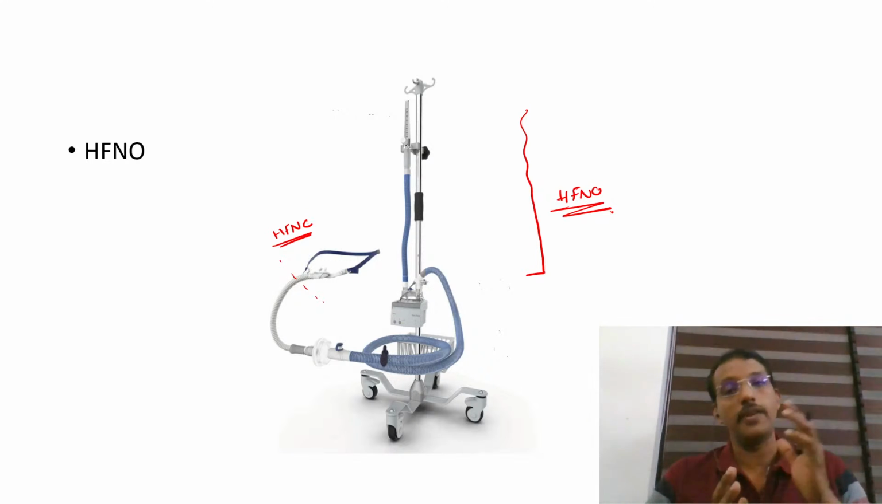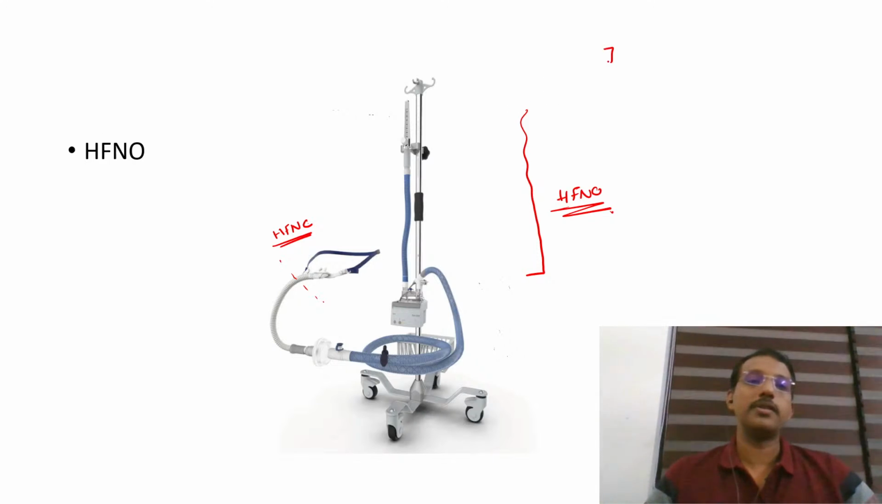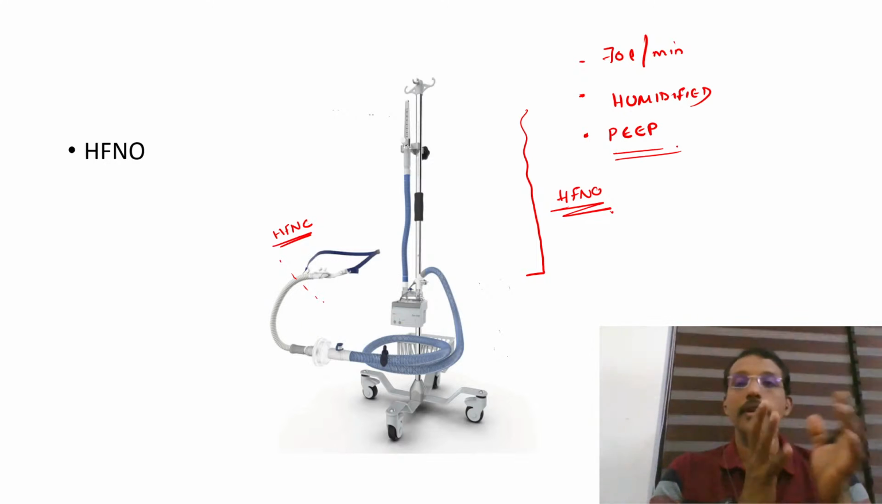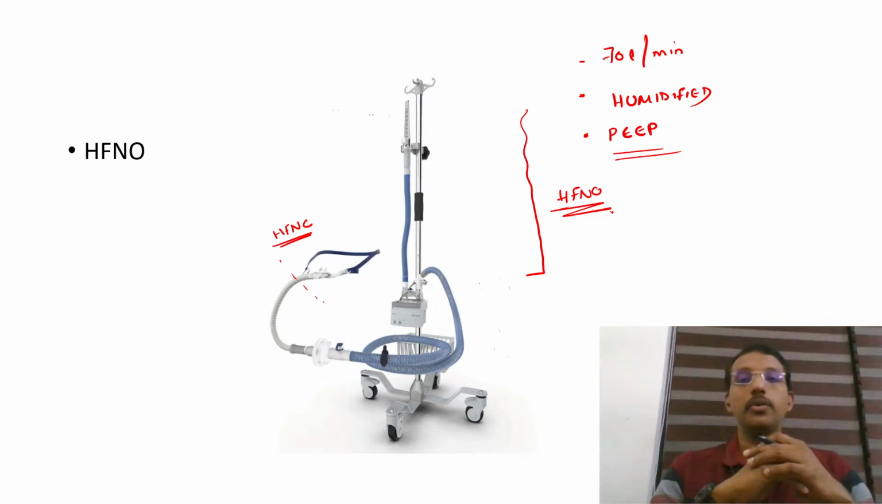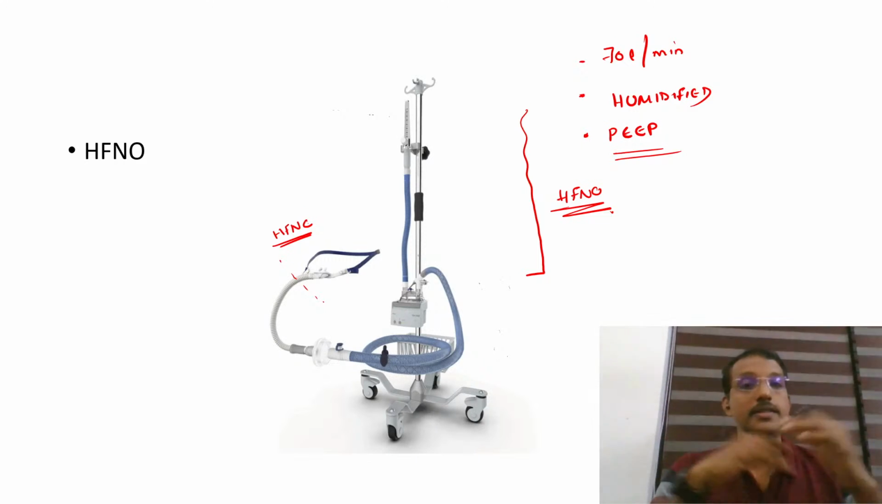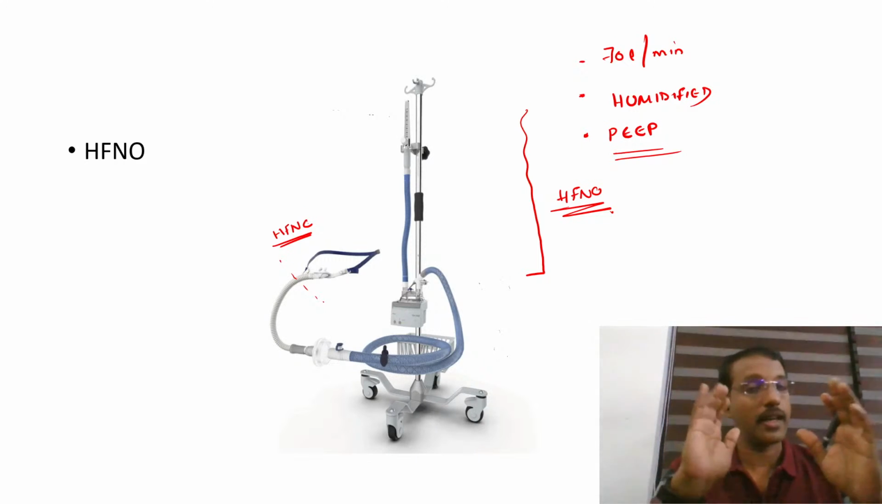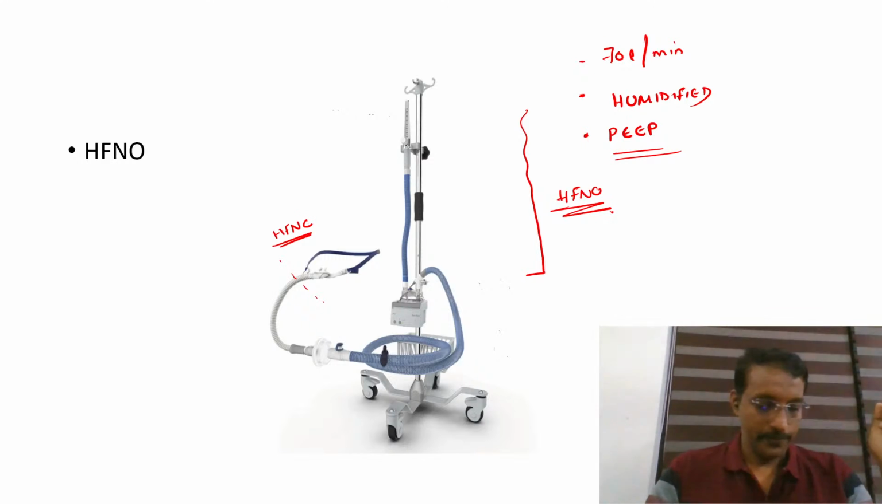This also delivers very high flows of oxygen, around 70 liters per minute. That is one question. And the advantage is that it provides humidified oxygen, and it also helps to provide some amount of PEEP. Very rarely does an oxygen delivery device other than a ventilator provide a very good PEEP. HFNO can provide that. These are the advantages. So remember, these questions can all be asked in your exam.